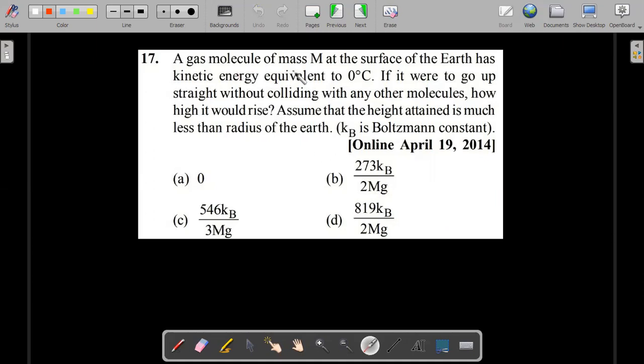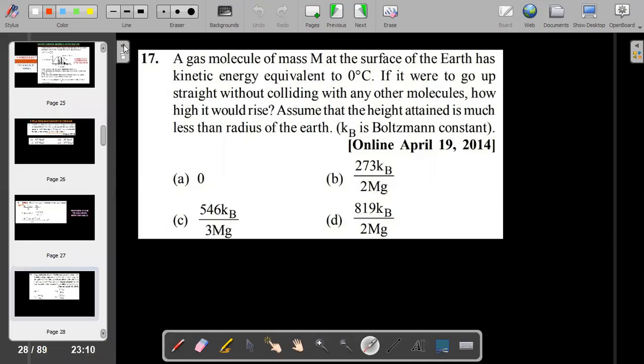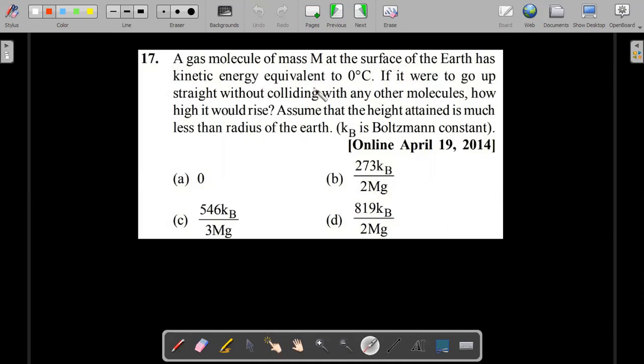Another one, a gas molecule of mass m at the surface of the earth has kinetic energy equivalent to 0 degrees centigrade. If it were to go up straight without colliding with any other molecules, how high would it rise? Assume that the height attained is much less than the radius of the earth. That means you should understand why this reasoning is given. Okay, so I hope you have tried it properly. Okay, I'll go ahead with the explanation.